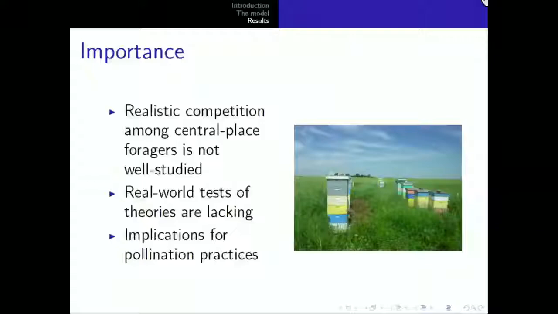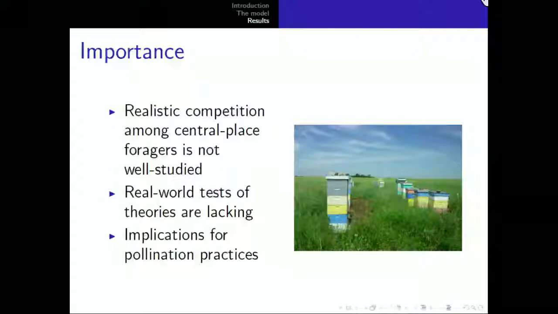And why is this important? Why would we care about this kind of thing? Well, for one thing, the realistic competition among central place foragers is not particularly well studied. Most studies have some kind of central assumption that there's actually very little competition, or they use feeding bowls with supplies of sugar in them and things like that. But the world doesn't consist of feeding bowls. It's real landscapes, and we have real questions to answer here. And we don't have very many tests of these theories in real-world scenarios.